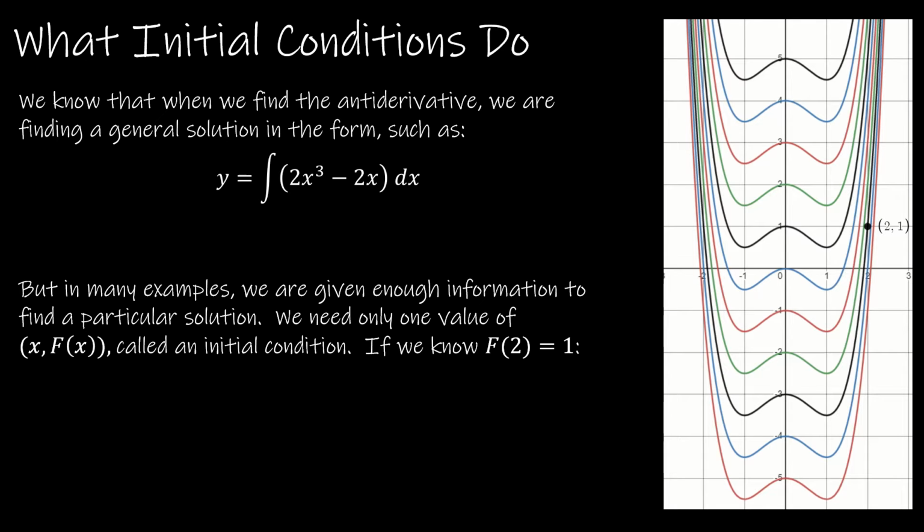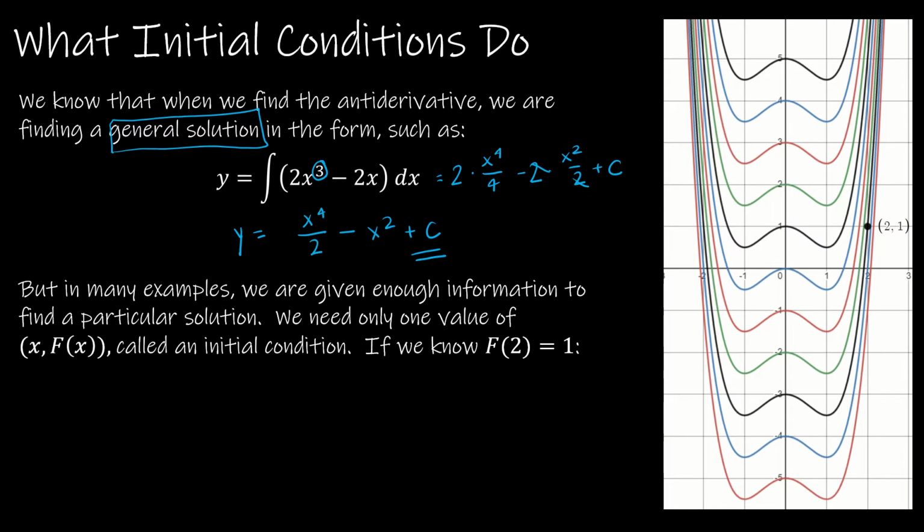So for instance, if I'm integrating 2x cubed minus 2x dx, then I would use that power rule. Keep the 2 out, and then x to the 4th over 4, and then keep the 2 out, and then x squared over 2, and then plus c. So my function is x to the 4th over 2 minus x squared plus c. Now, the plus c is what makes this a general solution.